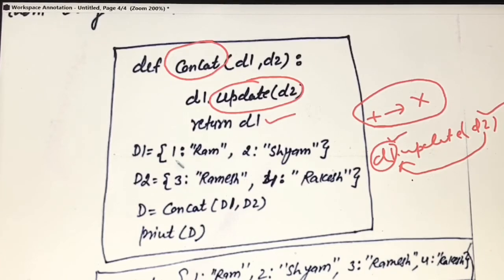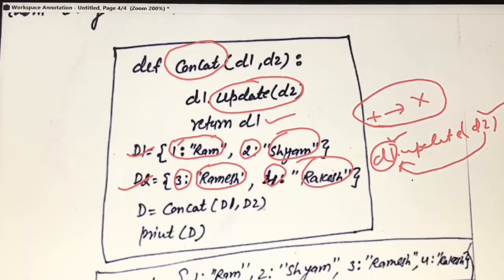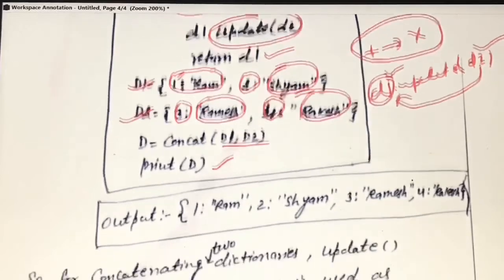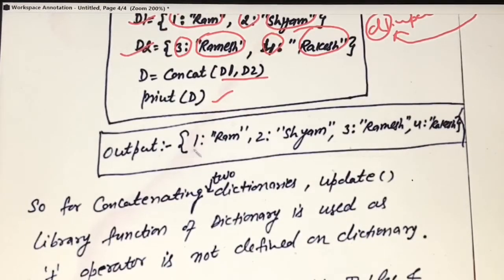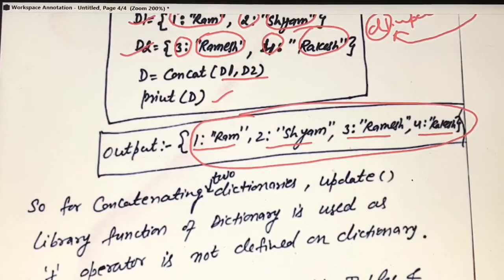So in this example I take two dictionaries. In d1, there are key-value pairs: 1 is the key and Ram is the value, 2 is the key and Shyam is the value. In another dictionary, 3 is the key and Ramesh is the value, 4 is the key and Rakesh is the value. I pass these two dictionaries and try to print in the main. The output will be like this: first element of first dictionary, second element of first dictionary, first element of second dictionary, second element of second dictionary, and this will become a combined or concatenated dictionary.